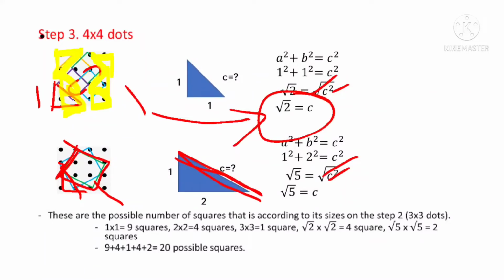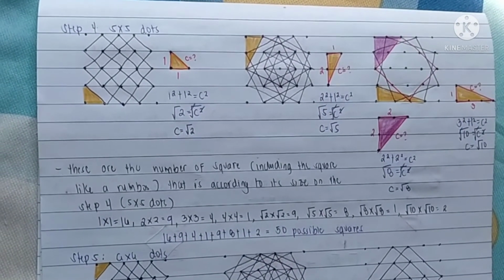So, 1 by 1 is equal to 9. 2 by 2 is equal to 4, 3 by 3 is equal to 1, square root of 2 by square root of 2 is equal to 4, and square root of 5 by square root of 5 is equal to 2. So, yung possible squares na nabuo natin, 9 plus 4 plus 1 plus 4 plus 2 is equal to 20 possible squares. So, yan. Sa step 4 na tayo.